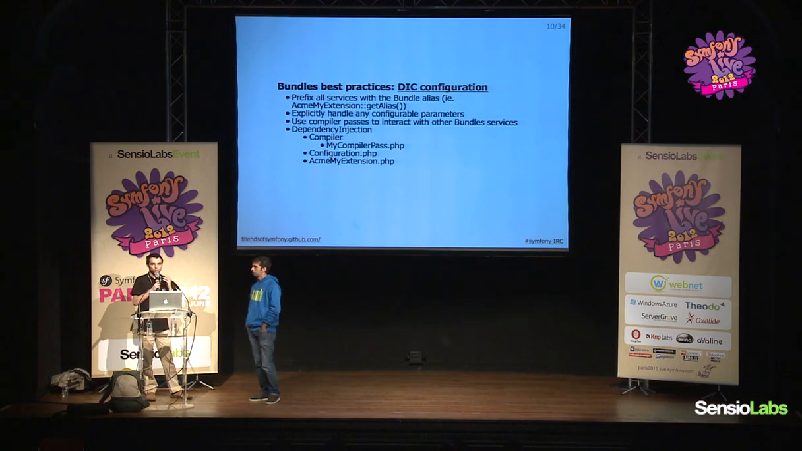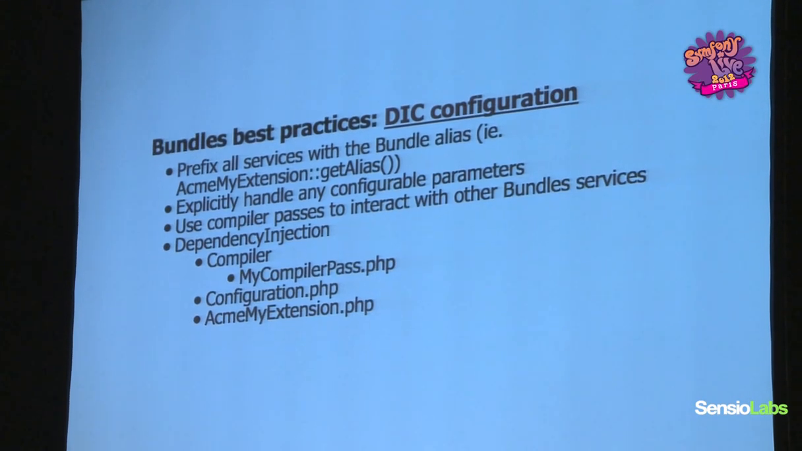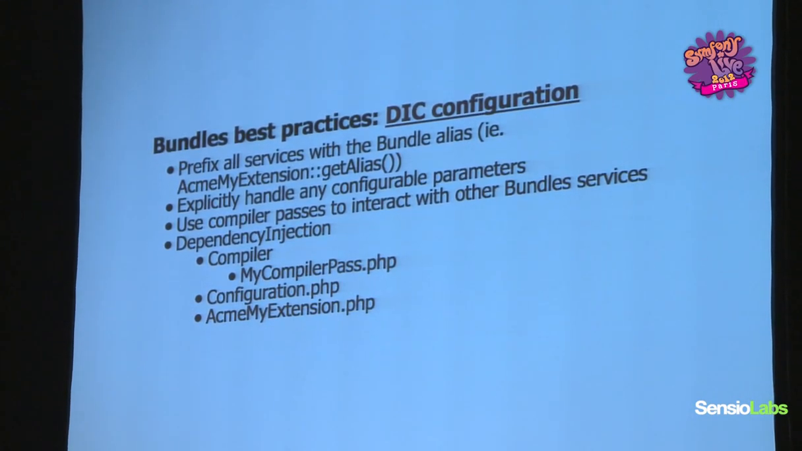And if you want to provide some configurable parameters to the user, put them through the semantic configuration. Don't let the user guess what all parameters used internally are, because if they have to replace them, it will not be validated. And if you want to change one, you will not be able to provide a BC layer for it, and you will not be able to document it easily. So please use the configuration to handle all configurable things.